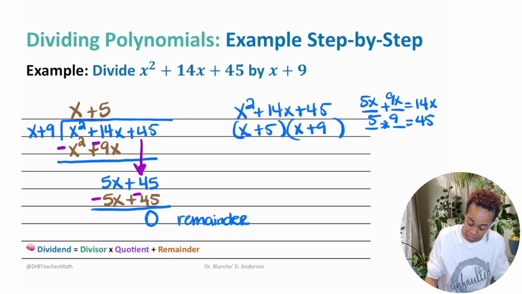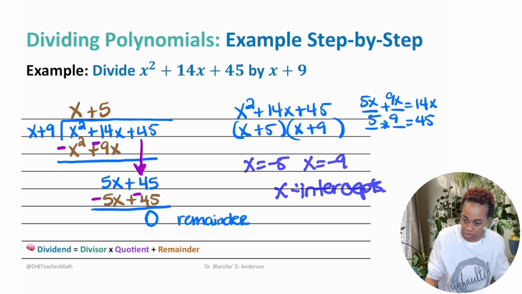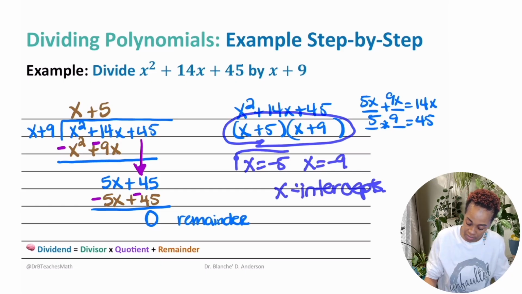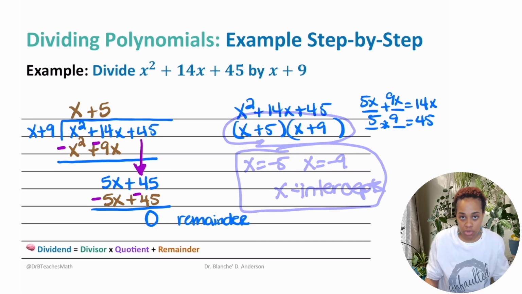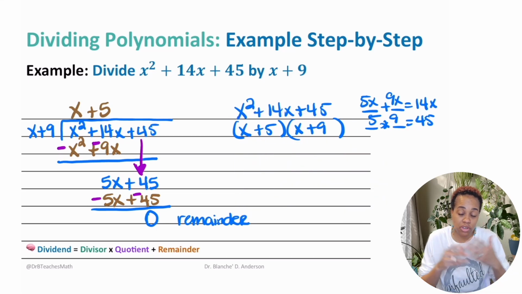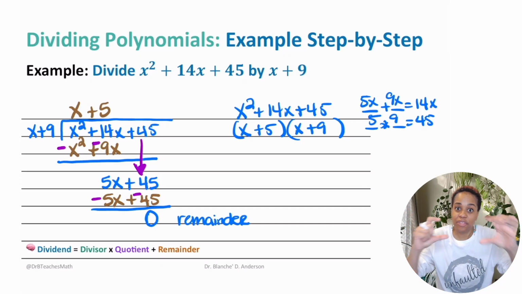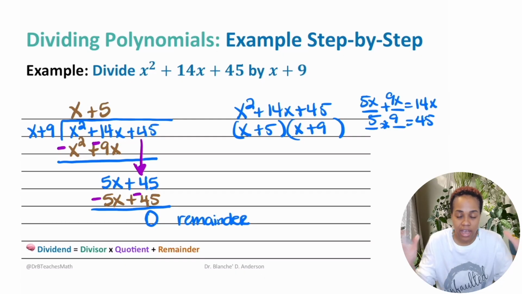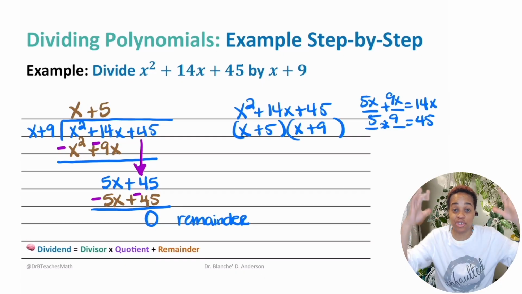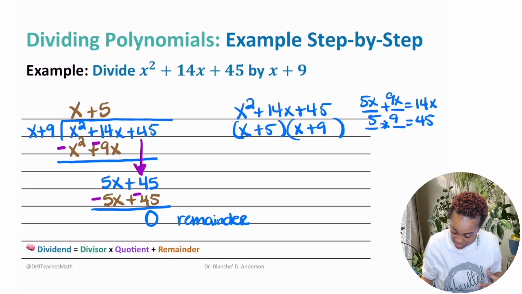And then we also learned that these right here are also x equals -5 and x equals -9. When you set these equal to 0 and solve for x, you end up finding the x-intercepts. So yes, your factors, when you do the division and your remainder is 0, are also x-intercepts. So when you graph them, those would be your x-intercept points, okay? If you've been following the lesson, you're going to see how all this fits together. It's pretty slick, pretty slick.